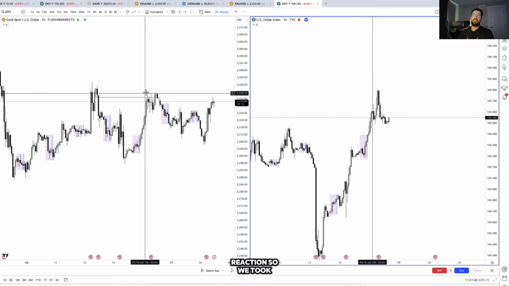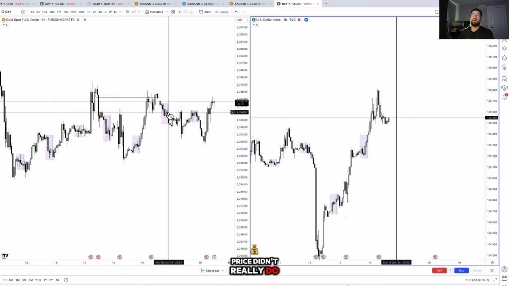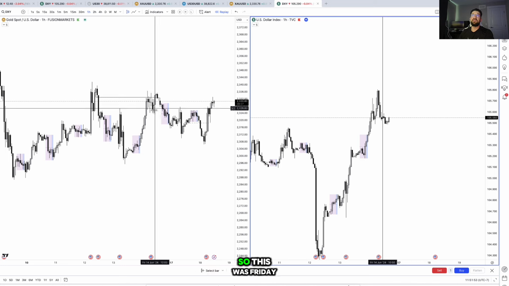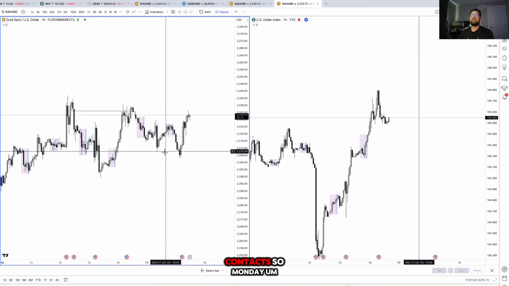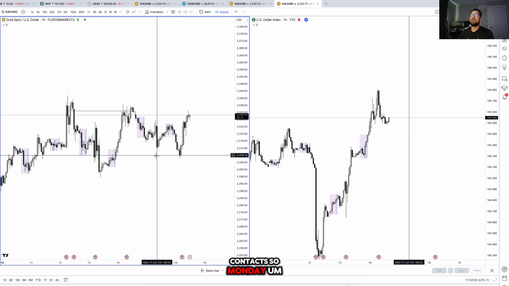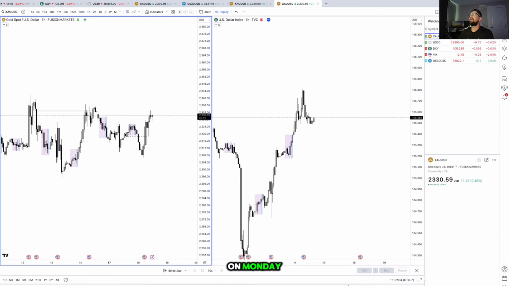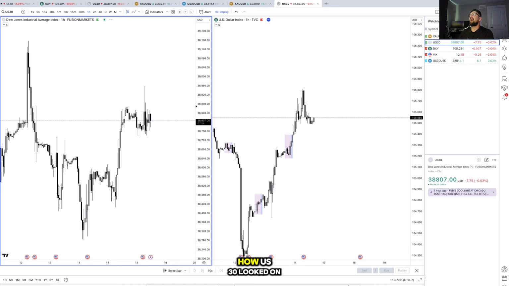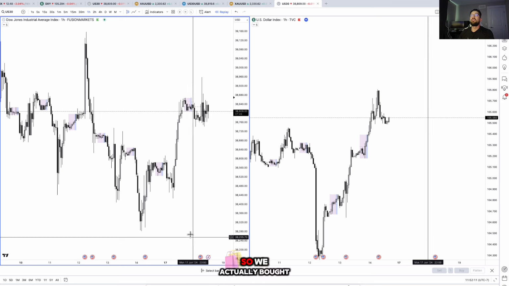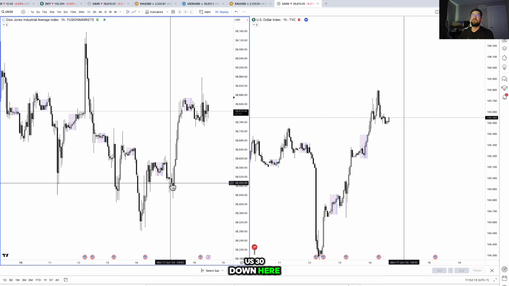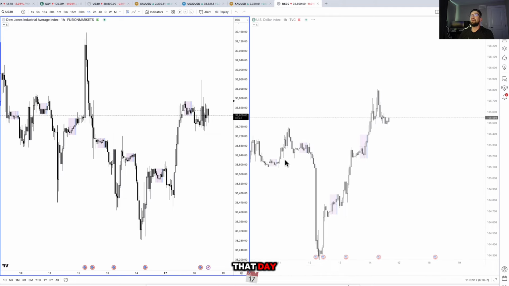So we took this sell. Anyway, price didn't really do anything till after the weekend. So this was Friday. In the same context, on Monday we took US30. I didn't trade gold on Monday. So let's look at how US30 looked on Monday. We actually bought US30 down here, and a lot of people were selling US30 that day.